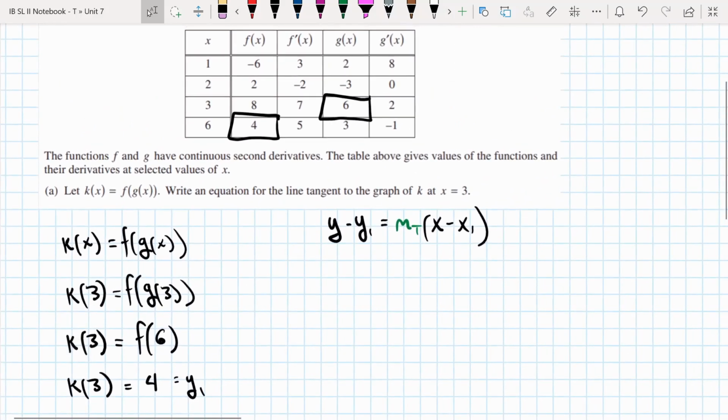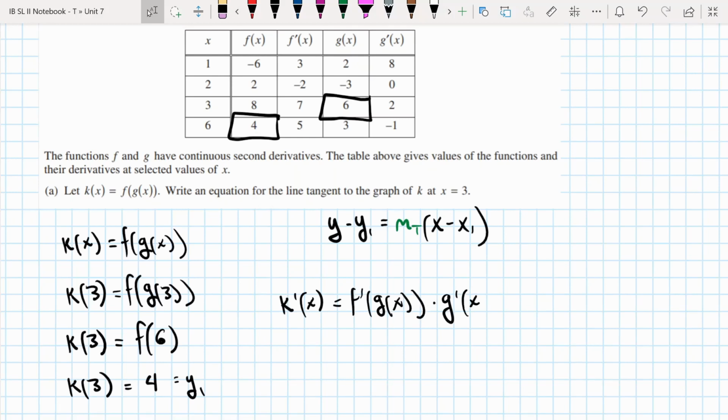Now we have to find the slope. So m sub t is equal to, well, we're going to have to find the derivative of k of x. So let's start by finding k prime. So if k is f of g of x, k prime is going to be f prime of g of x times g prime of x.